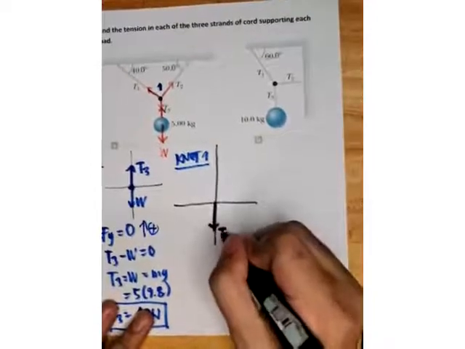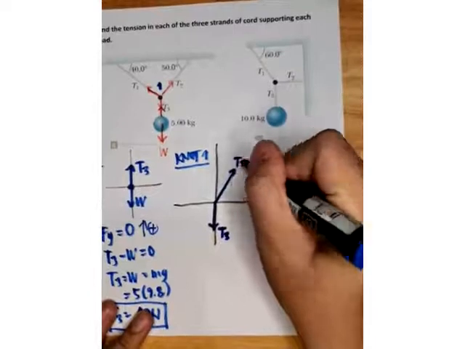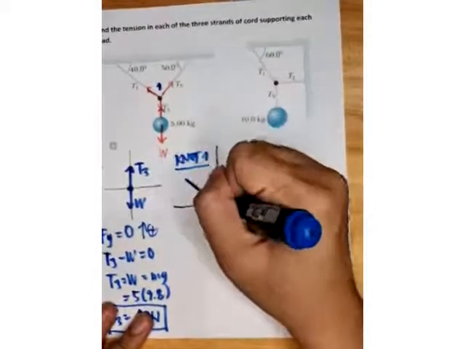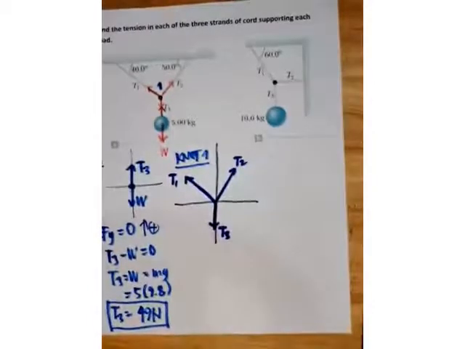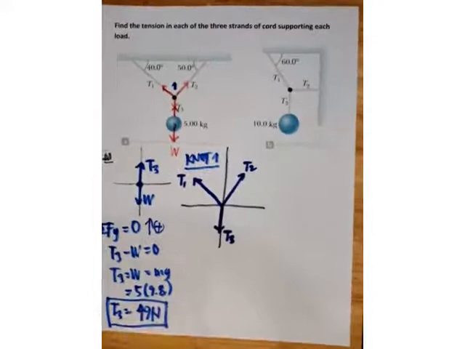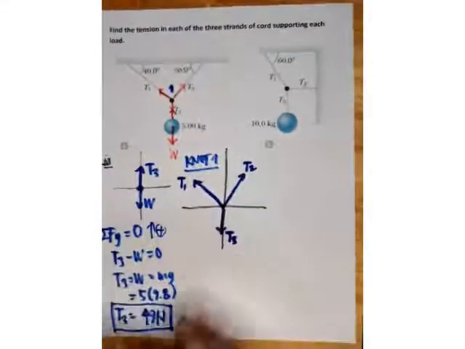Okay, nandito yung tension 3. Okay, nandito yung tension 2. Okay, at nandito yung tension 3. O, tension 1. Okay, ngayon meron tayong mga angle. So meron tayong mga angle doon sa taas. Ngayon, how are we going to refer them dito sa ating FBD?